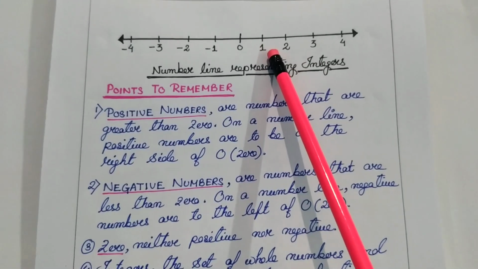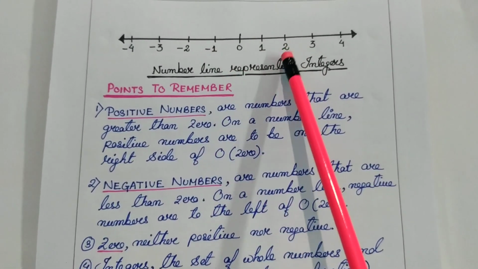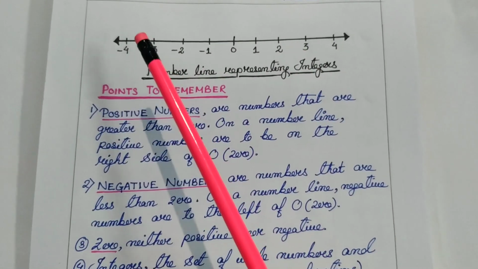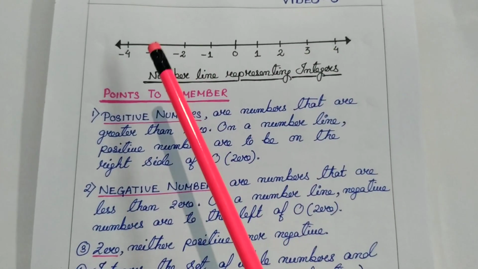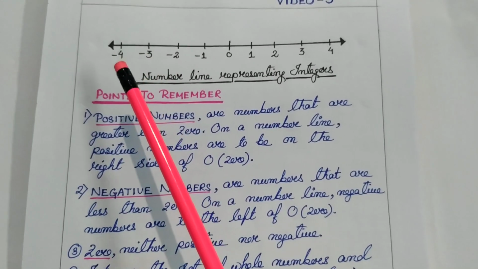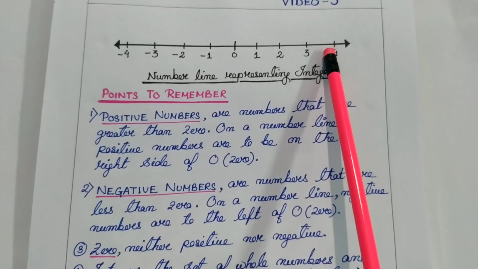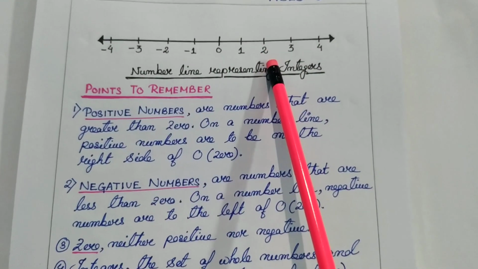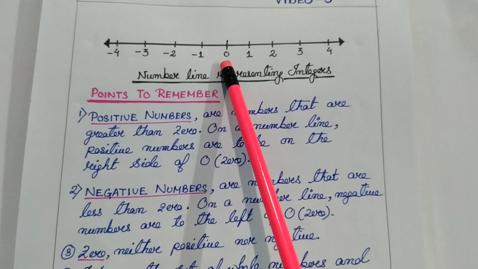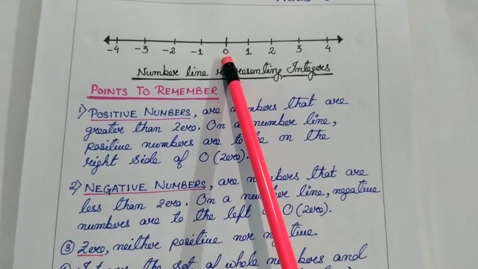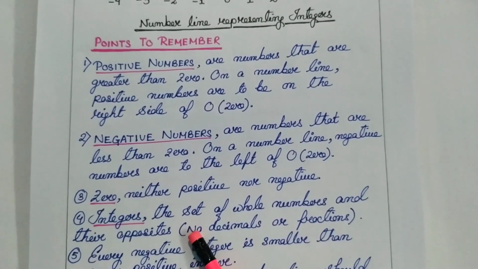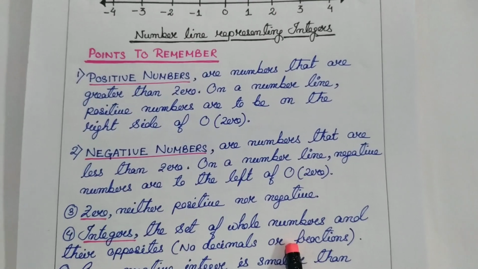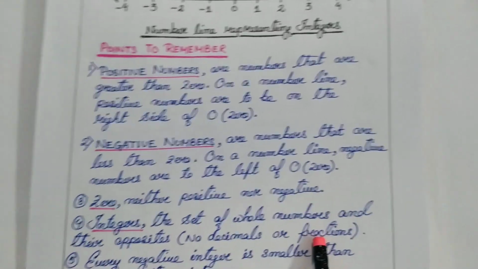Opposites means see, 1, -1, it's the opposite. 2, -2, it is also the opposite. 3, -3, 4, -4, also opposites. Likewise, -4, 4, that's the opposite. -3, 3, that's also the opposite. And so on. But 0 is neither positive nor negative. And no decimal or fraction numbers are there in the integers.